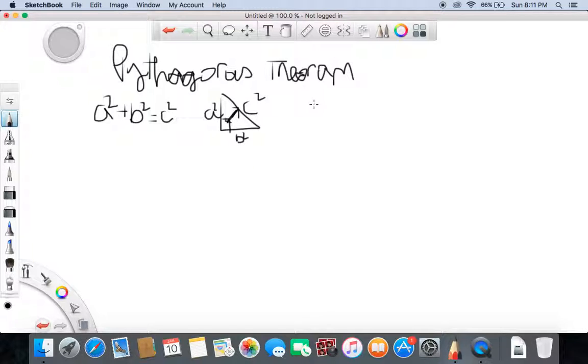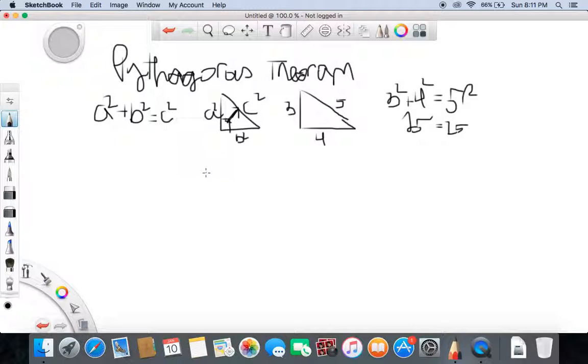So how do you know this? Well, this is probably the easiest Pythagoras triplet ever: 3, 4, and 5. So 3 squared plus 4 squared equals 5 squared. That's 9 plus 16, that's 25, equals 25. So it works, but what's the proof?